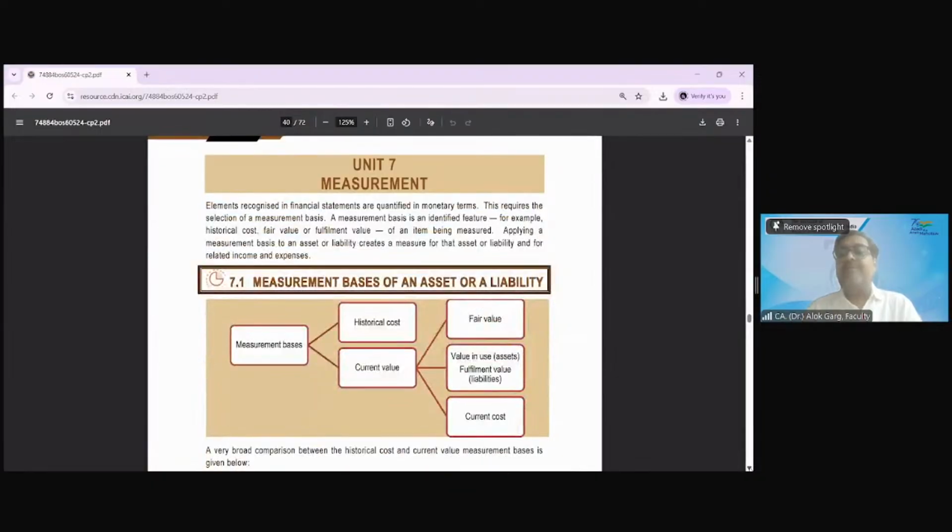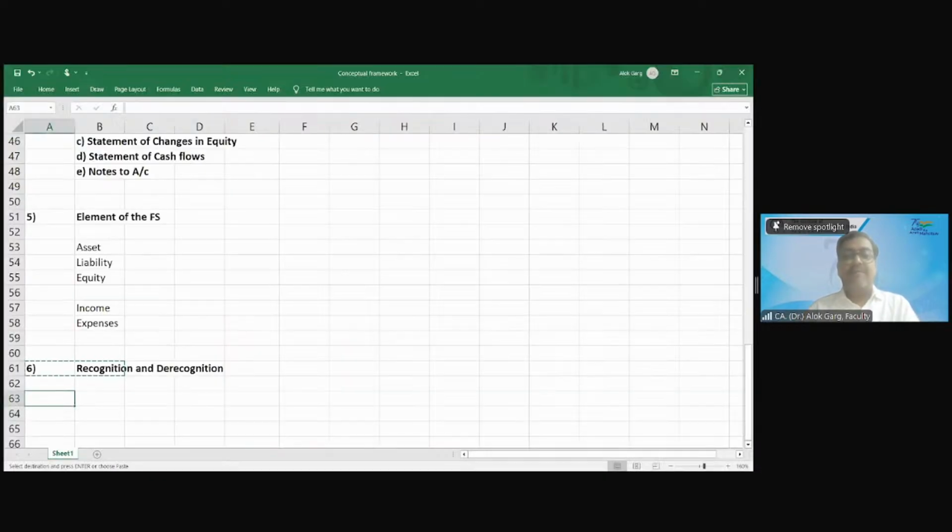Then friends, it comes to measurement. Okay. So after recognition and derecognition, this standard talks about measurement. And what is meant by measurement?